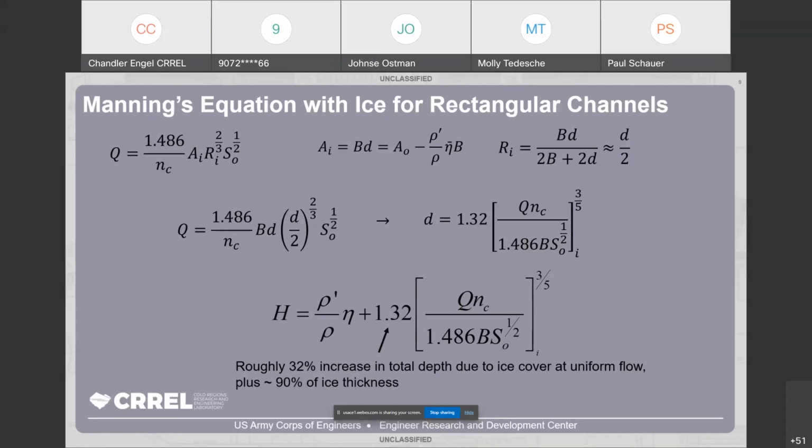Well, yeah, the ice is floating. So to get H, the total depth of the water, which is often what we're interested in, we need to add 92% or 0.92 times the ice thickness. So that's in this bottom term here, H equals the ice density over the water density times eta, the ice thickness. That's that 0.92, the ice thickness term.